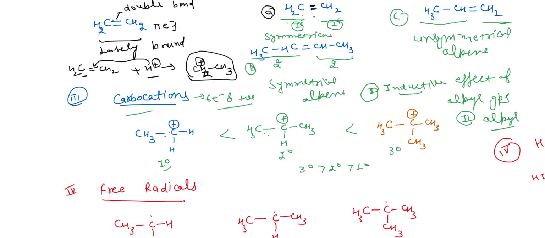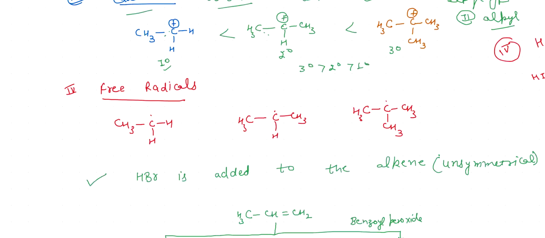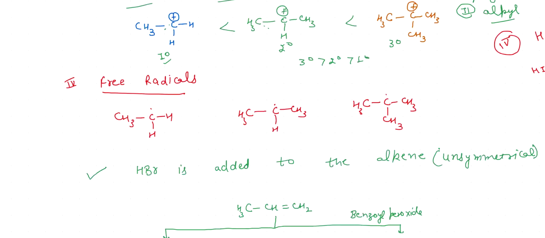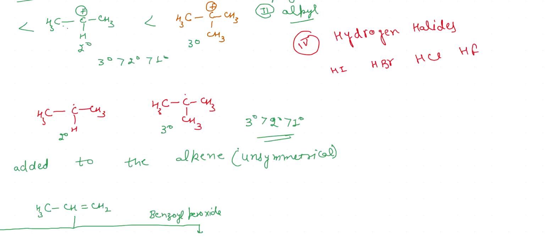Similarly, this is true in the case of free radicals. This is your primary free radical. In this, the carbon carries one electron here, and there are 6 valence electrons in its valence shell. And this is a secondary carbon free radical. And the third one is a tertiary free radical. In this case also, tertiary is more stable than secondary and primary. Clear? Okay. Then the fourth one is hydrogen halides.